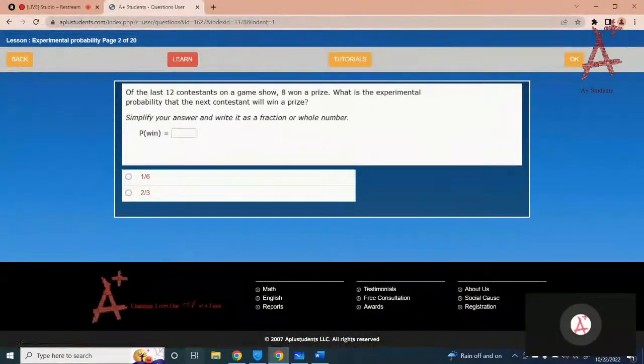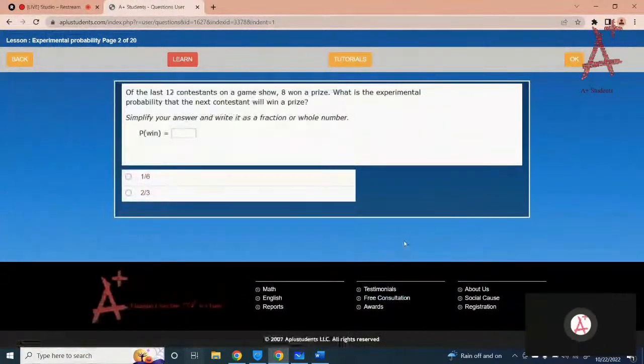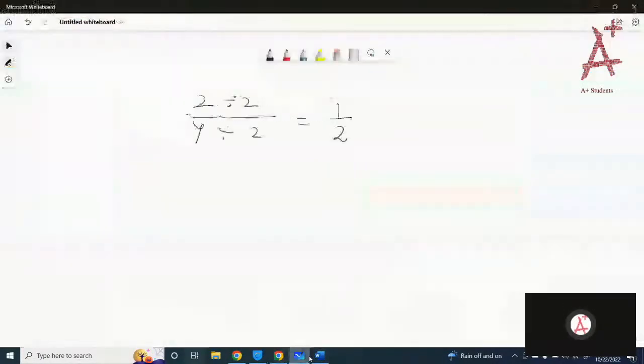Okay, the next one is: out of the last 12 contestants on a game show, 8 won a prize. What is the probability that the next contestant will win a prize? So out of the 12, 8 won a prize. Got it? So the probability of the next win is 8 over 12.